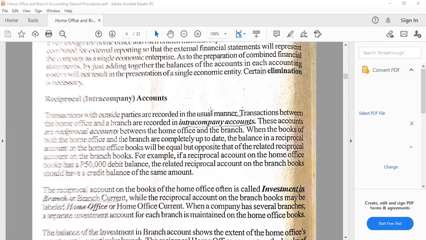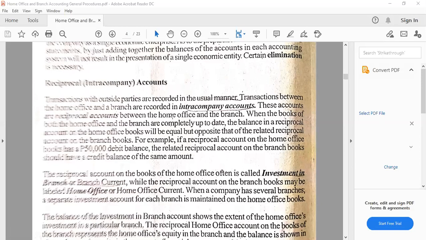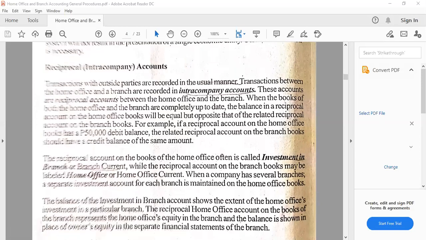Prior to that, we will have the reciprocal or intracompany accounts. These intracompany accounts are the so-called balancing or self-balancing accounts in the sense that they should be equal at the end of the accounting period. And this is also because all transactions between the home office and branch should be reflected in these particular accounts.